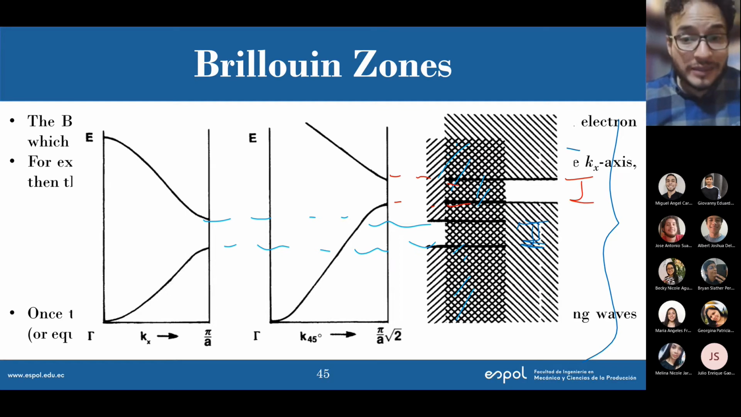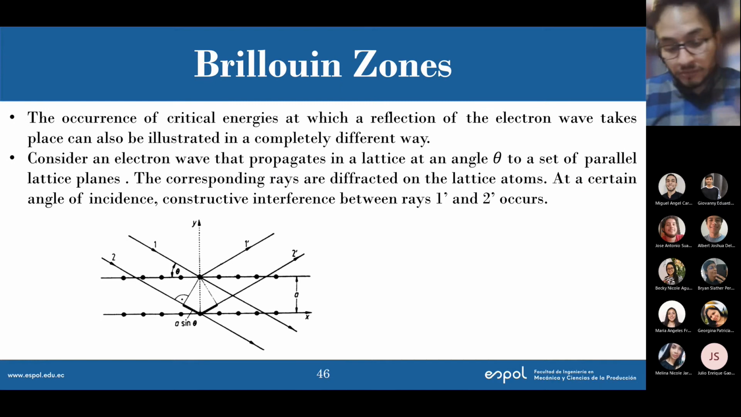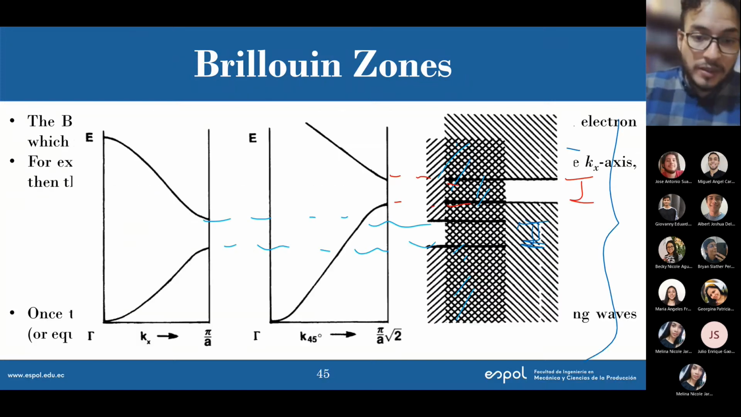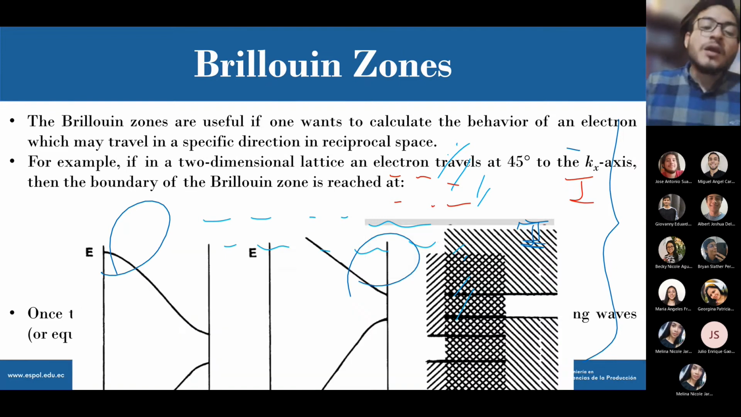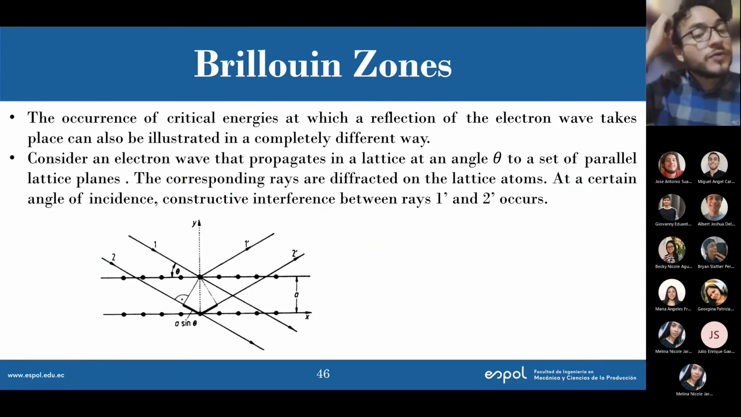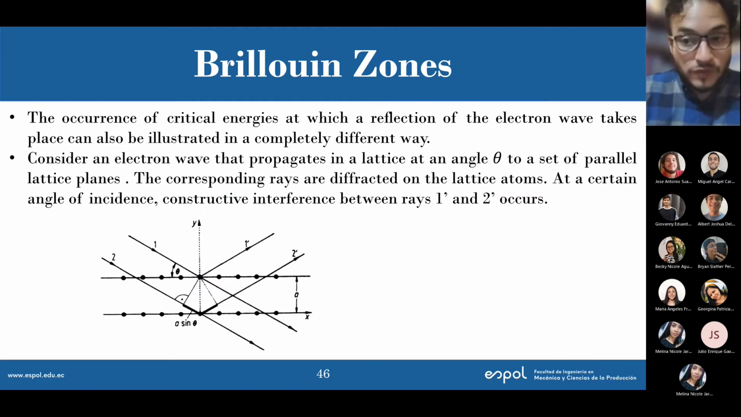That's one way, and that's actually the quantum mechanics way of representing Brillouin zones. There's an easier way for some people. So the occurrence of critical energies, because remember at the end all this is critical k values, and that defines maximum energies, right? The occurrence of critical energies at which a reflection of the electron wave takes place, we can try to represent this concept in another way.